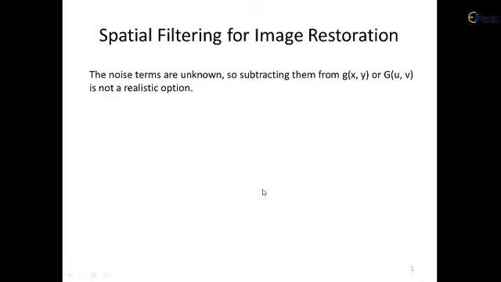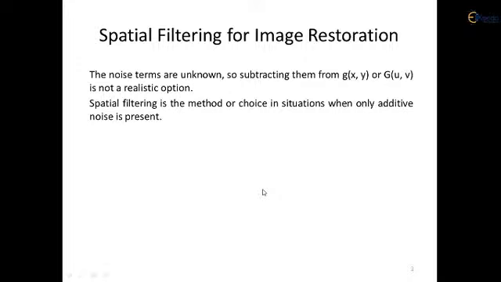So here, in terms of the words, we are focusing on g of x, y, or in the frequency domain g of u comma v. So subtraction is not the realistic solution here. That is why we are going to opt for spatial filtering, and this is why we go with the mean filters, or the order statistic filters, and then finally the adaptive type of filters. Now we were discussing the noise only condition, or the additive noise only condition.